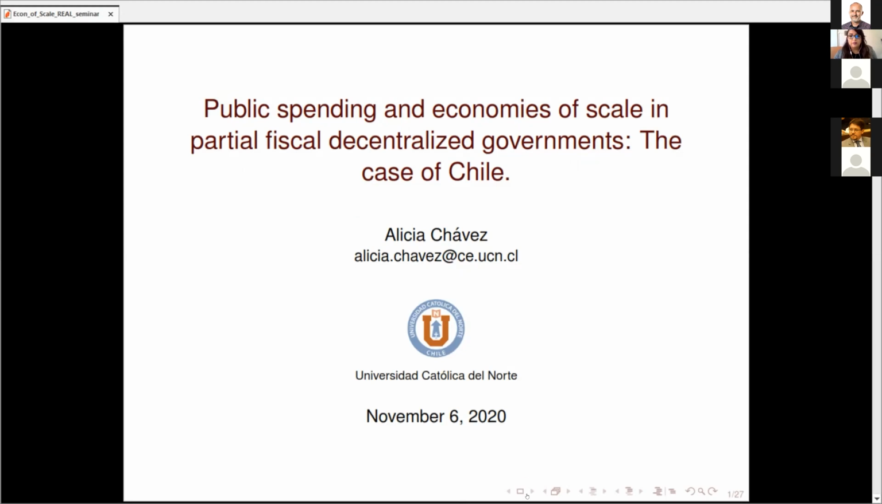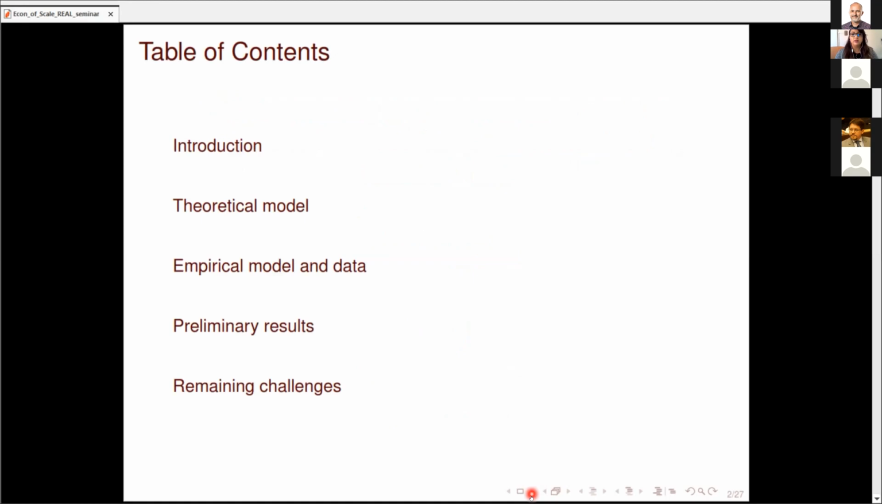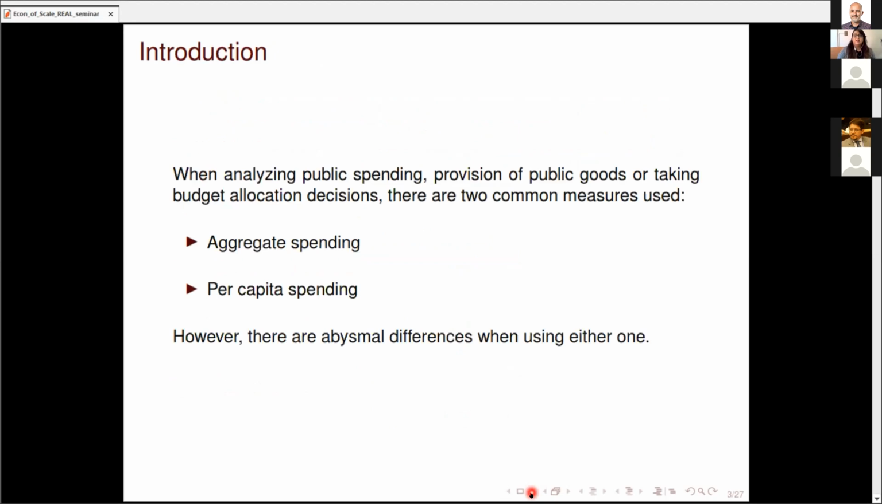So to begin with, this is the agenda that I'm going to be following in this presentation, and we're going to begin with a brief introduction. When analyzing public spending, or when we want to compare public spending or the provision of public goods between municipalities, we usually use 2 common measures. We can use either aggregate spending or per capita spending. Whichever measure we use will give different outcomes, because those cities that hold the greatest aggregate spending are not necessarily the same cities that hold the greatest per capita spending. This means that the outcomes will differ depending on the measure we use, and this difference can also have many public or social implications.